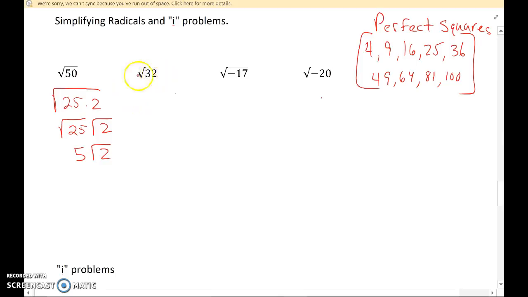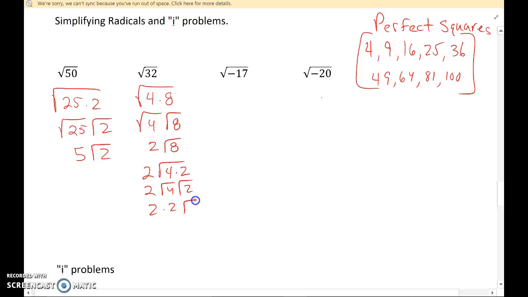So with 32, it first may come to mind that 4 times 8 is 32, which is correct. And that would give us the square root of 4 and the square root of 8. And the square root of 4 is 2. So we get 2 radical 8. The only problem is 4 also goes in 8. So you'd have to take this process one step further. And 8 is 4 times 2. And so we get 2 radical 4 radical 2, which is 2 times radical 2.